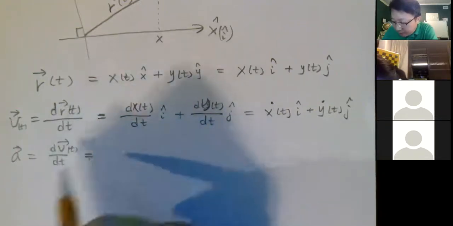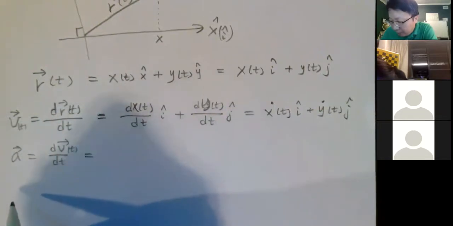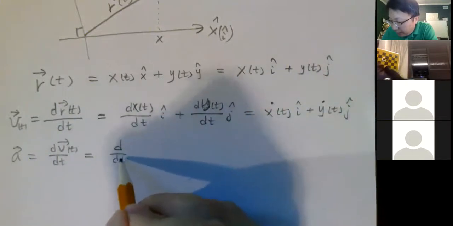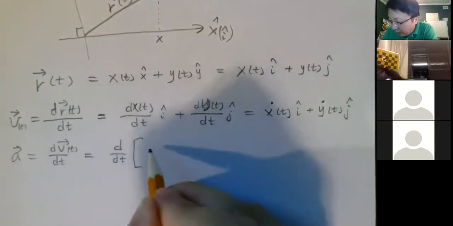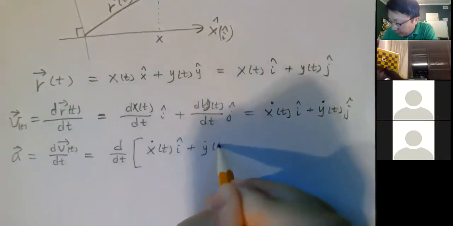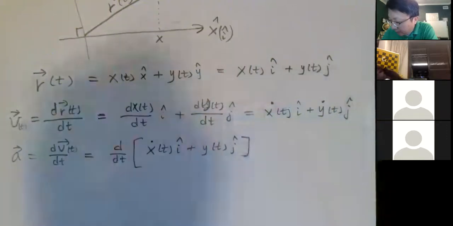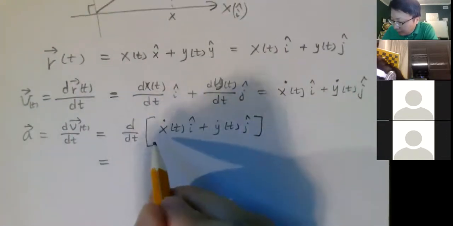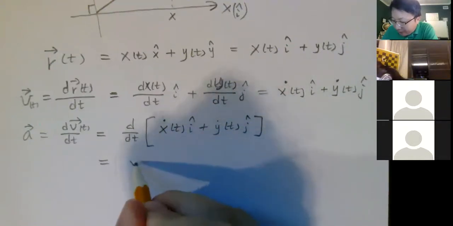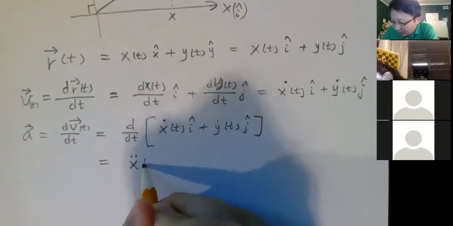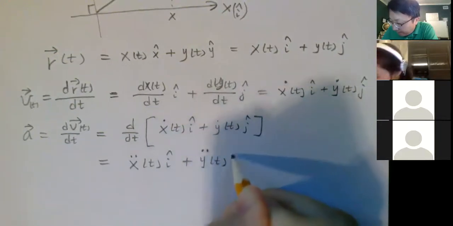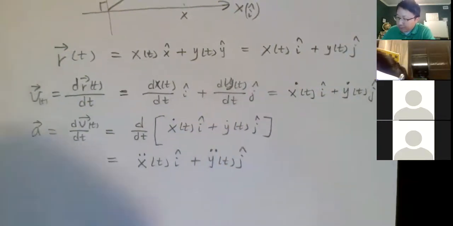And then what is acceleration? Your acceleration is d/dt of v(t). v(t) we already know is x'(t), y'(t). Then derivative. Actually, sometimes we call it the double derivative, twice.